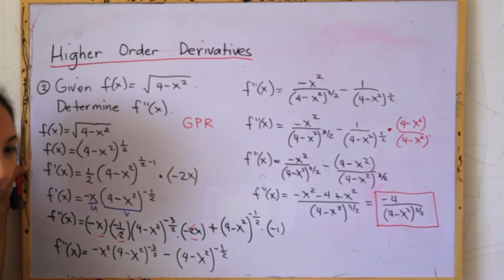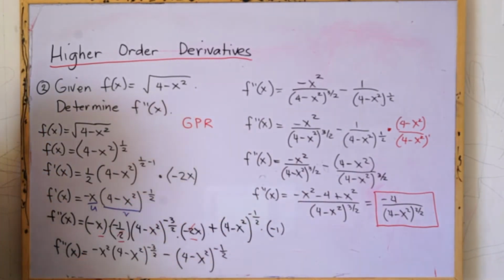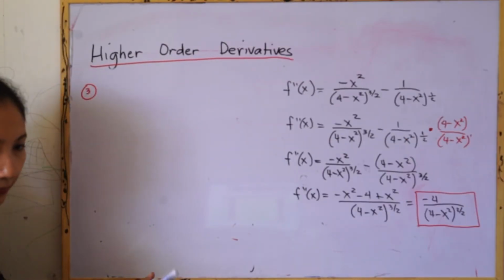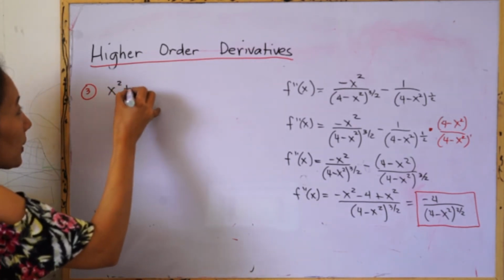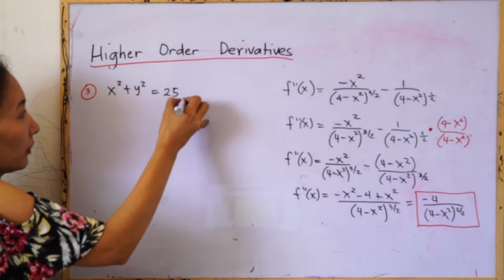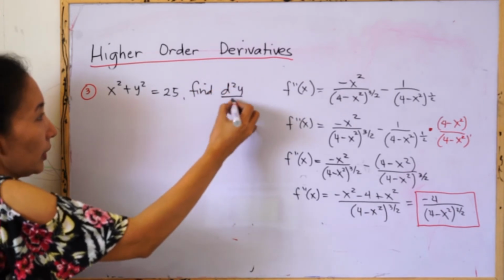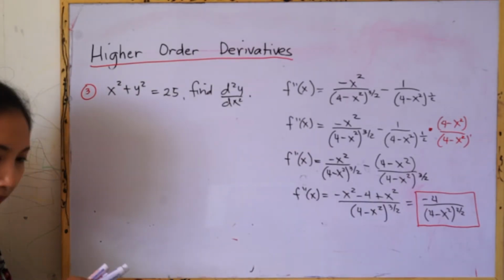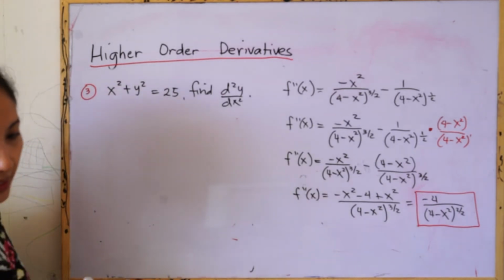Next, how about an implicit function? What if we have an implicit function? Problem number 3. Consider the function x squared plus y squared equal to 25. Find the second derivative of y with respect to x. Again, the form of the given suggests that we have to differentiate implicitly.